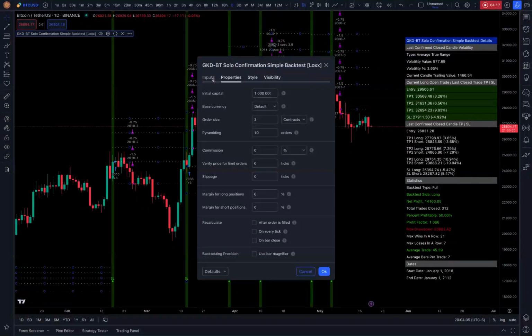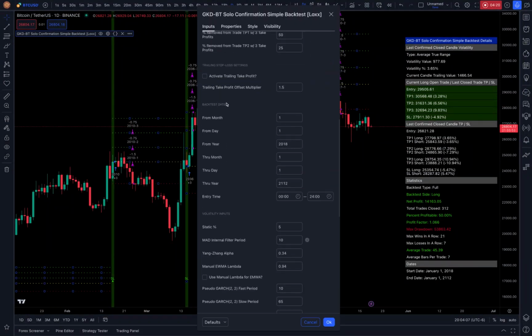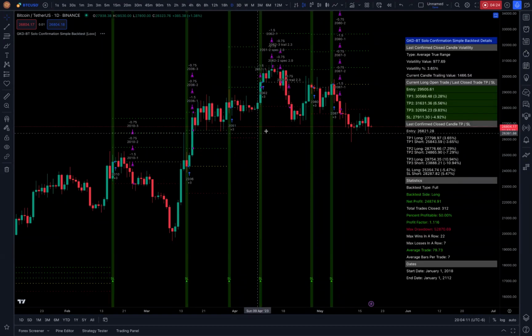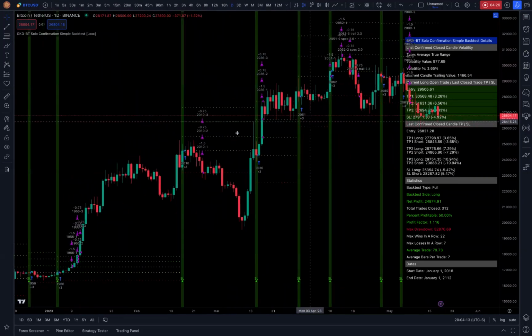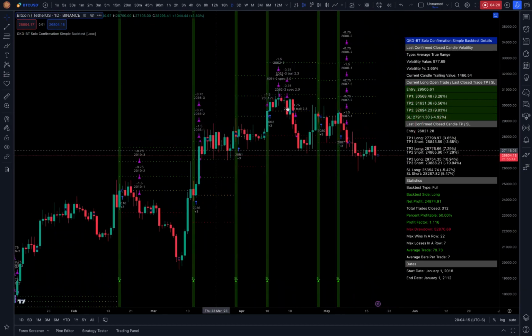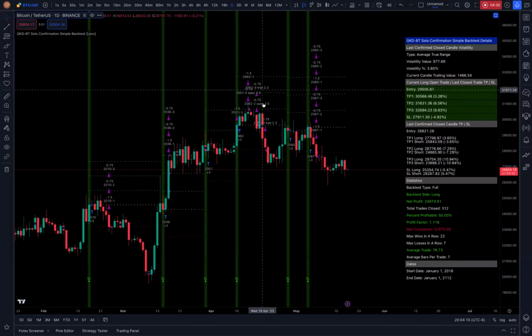Let's go to the settings again. By default, the activate trailing take profits is off. If we activate that, then we obviously have some trailing take profit. I don't know where it's going to pop up here. We have one right here that hit.